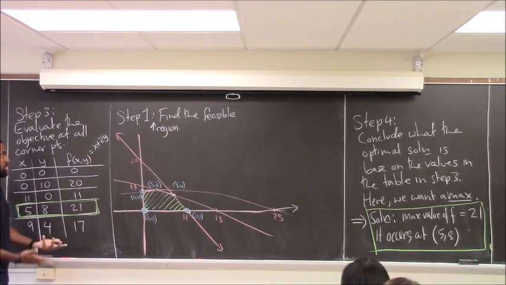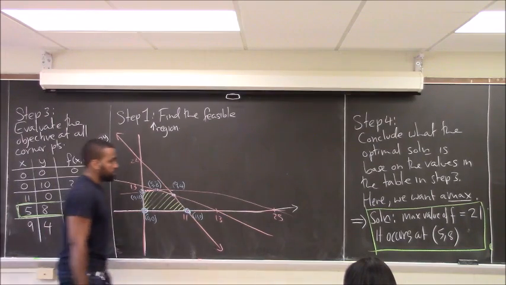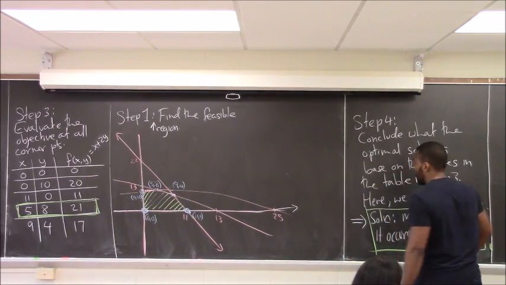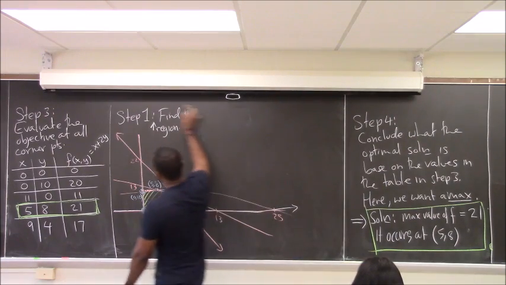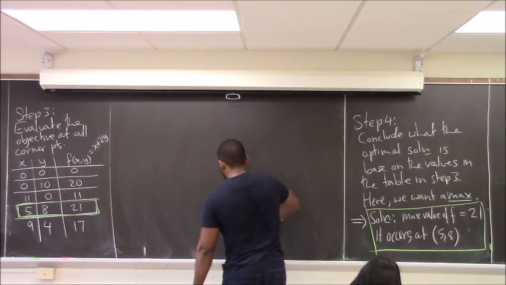So if the question was instead, what is the minimum value? The answer would be 0, which occurs at the origin. So now let's actually answer the question why. Why is it that the corner point gives us the answer?